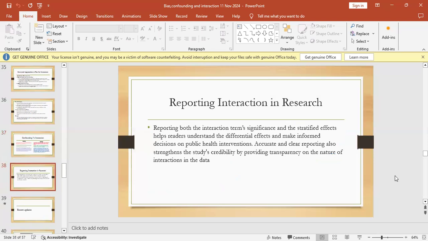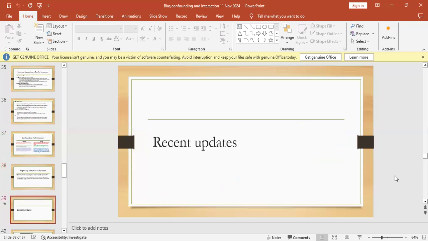No reporting interaction in research. Reporting both interaction terms, significance, and stratified effects helps readers understand the different effects and make informed decisions on public health interventions. Accurate and clear reporting also strengthens the study's credibility by providing transparency on the nature of interaction in the data. Now, coming towards the recent updates.